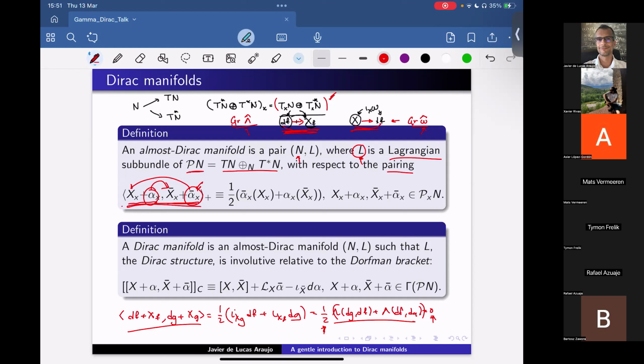And this is just an expression. It's a bracket that is defined on the space of sections of the Pontryagin bundle. And when you have two sections, the Dorfman bracket is such that the vector part of it is just the Lie bracket of these two vector fields, and the covector part, the differential one-form part of it, is given by means of this expression. This is the Lie derivative in terms of the vector field of the second one-form, and this is the contraction with the second vector field of the differential of the first one-form.